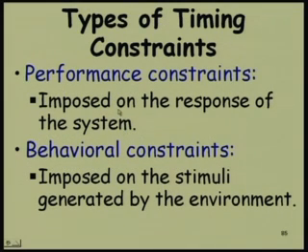We have already seen that the performance constraint is on the response of the system. Normally the response event is defined with respect to a stimulus event, but in rare cases we will have a performance constraint from one response to another response. The behavioral constraints are imposed on the events generated by the environment.